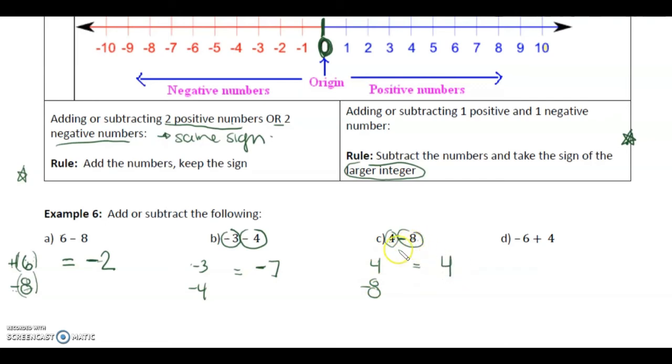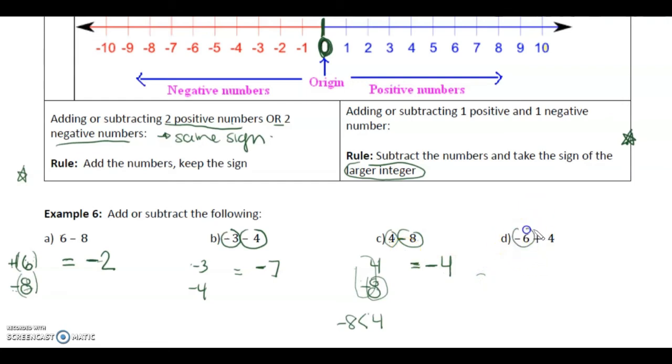Because then we know afterwards we're going to take the sign. We're not going to forget about it. We're going to take the sign of the bigger number, which is 8. So negative 8. Or sorry, negative 4 is our answer. Just remember, negative 8 is less than 4 on the number line. But when I'm saying take the sign of the larger integer, I mean just this value.